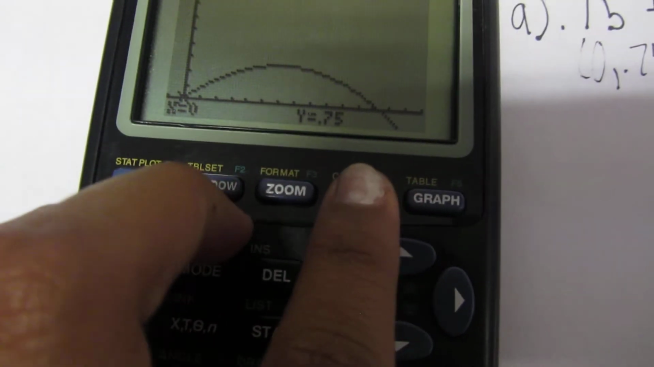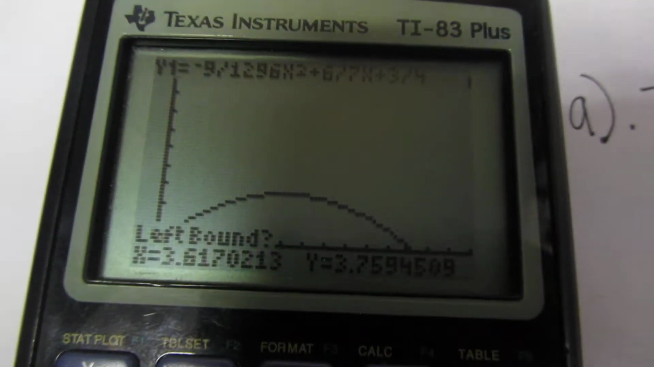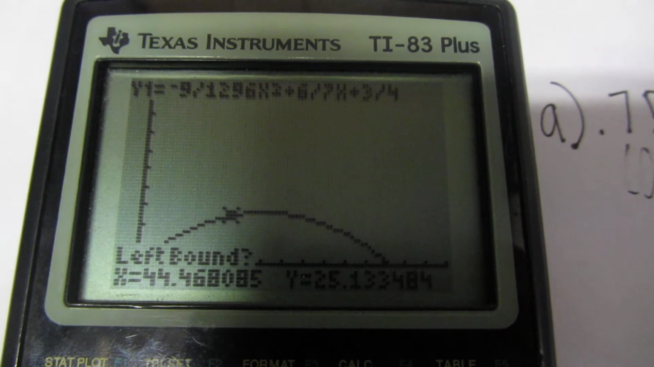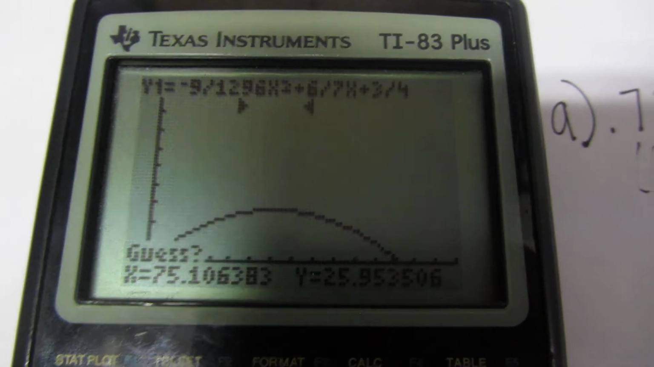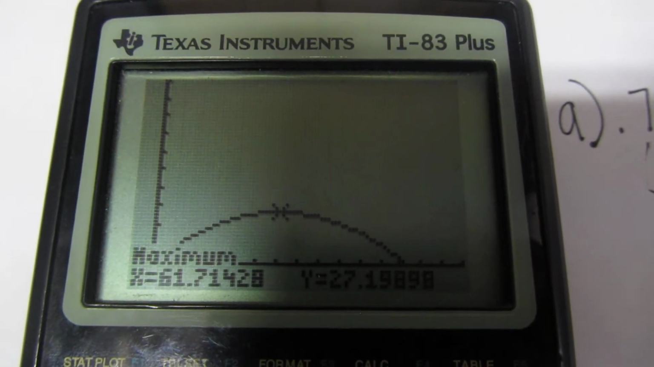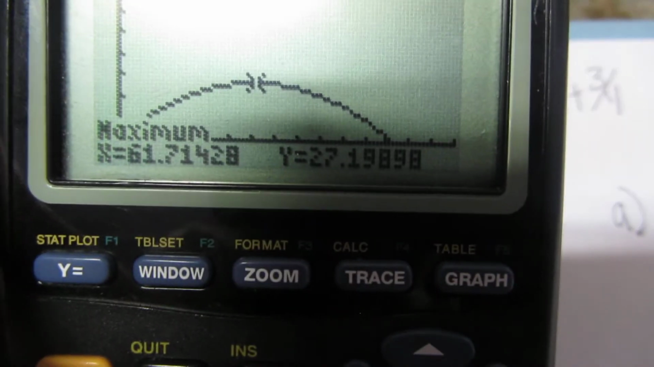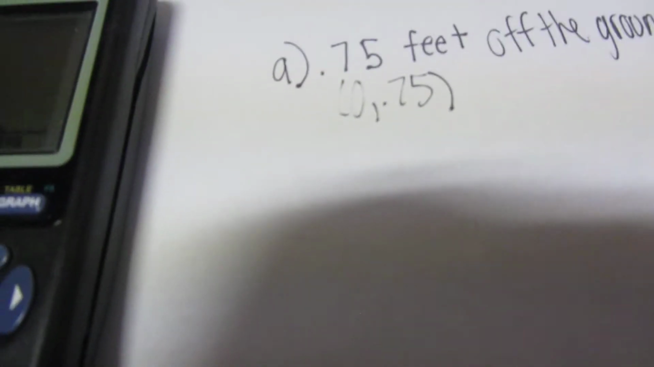What you would do is press second calc, hit maximum, and find the left bound, the right bound, and guess the middle, and you would be left with that answer, and it is x is equal to 61.7 and 27.2. So you would need to put that.